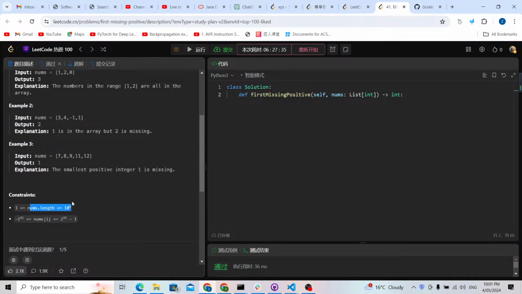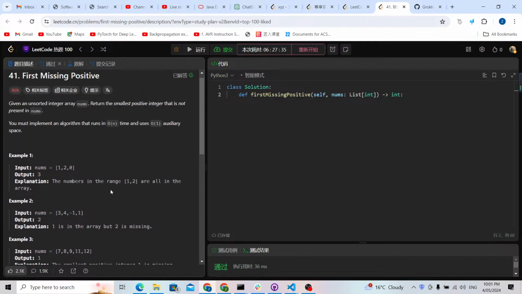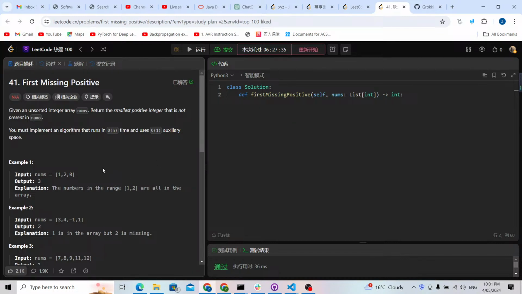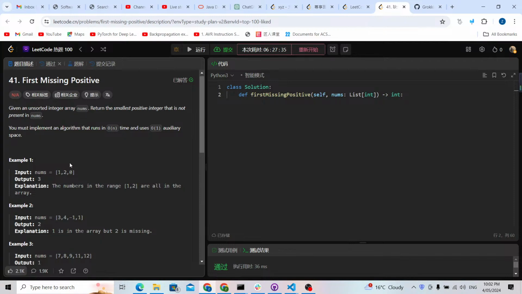The nums length is up to 10 to the power of 5, and the values in nums are really big numbers. So how can we solve it? As I explained, we will not use sorting because sorting will be O(n log n) time. Maybe we try to use some memory first, and find out how we can solve it easily.